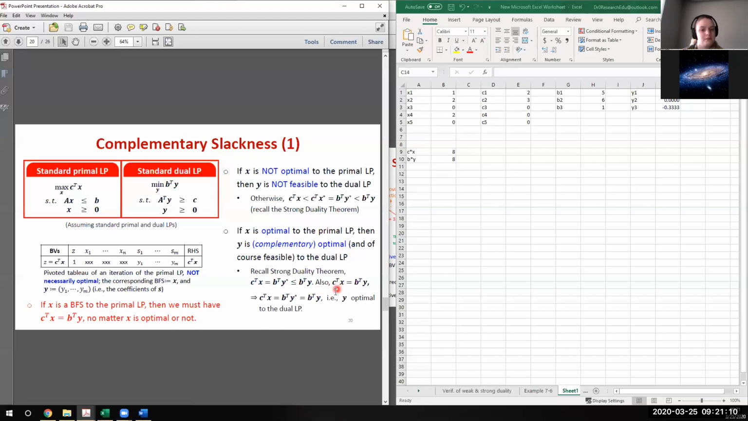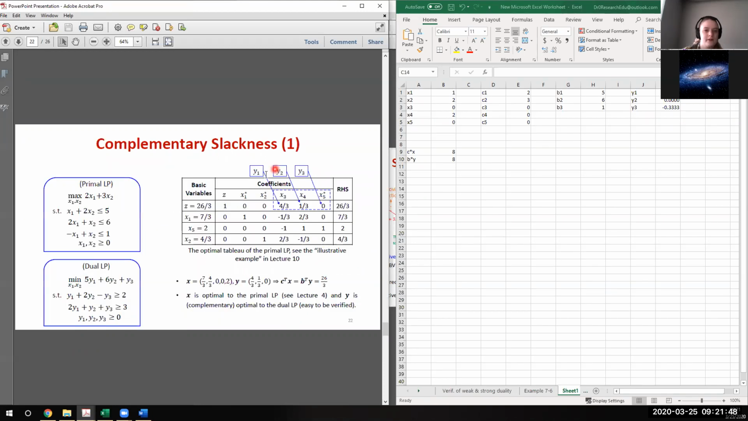Now I also have this property that c^T x equals b^T y, so if you plug in everything, you're going to see c^T x equal to b^T y star, and c^T x equal to b^T y. This tells you that b^T y star must be equal to b^T y. And this b is a general b, an arbitrary b, not some specific b. So there's only one possibility, that y equals y star, meaning that y is optimal to the dual LP.